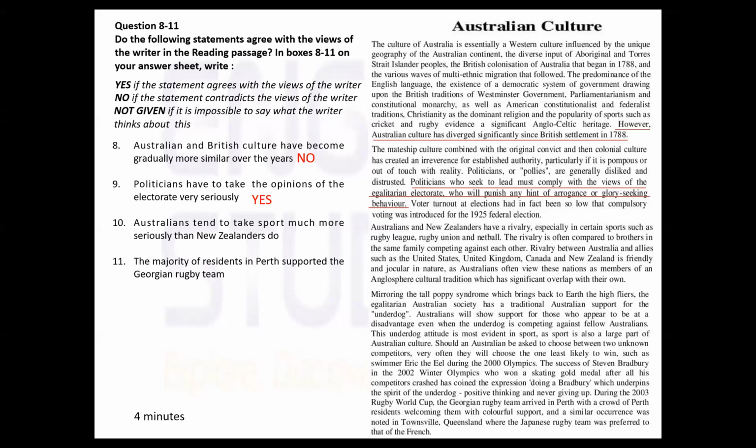Number 10 question. Australians tend to take sport much more seriously than New Zealand do. Actually, I found the keyword at the third paragraph. There is Australian and New Zealand have a rivalry, especially in certain sports such as rugby. And then I read the whole third paragraph. There is no mention about much more. Australia take much more than New Zealand. So my answer is not given.